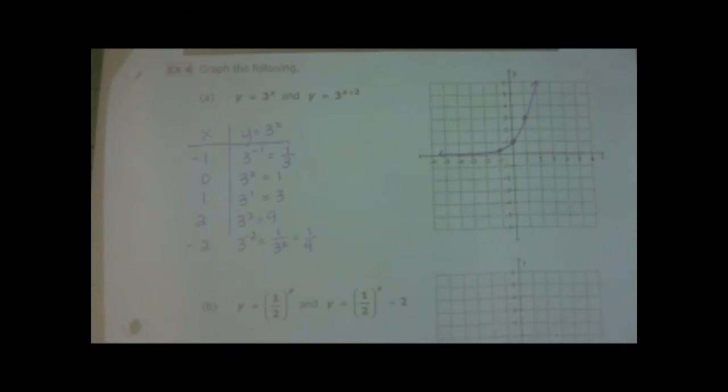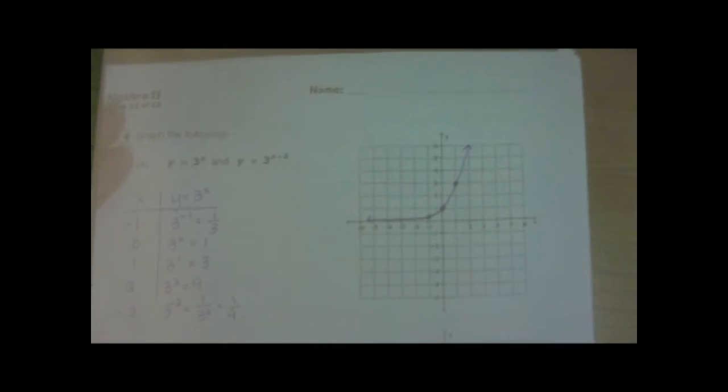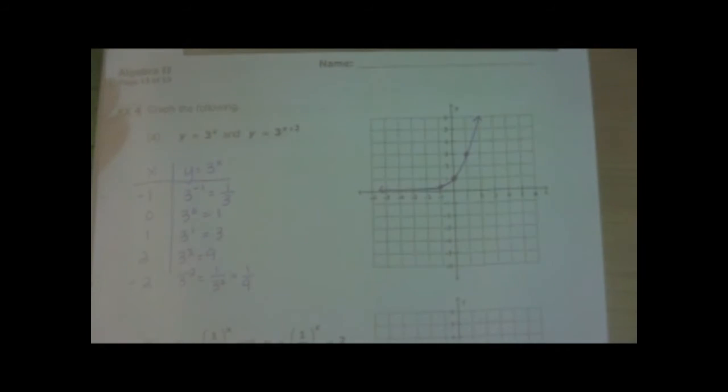All right, the next graph we're going to do is y equals 3 to the x plus 2 power. So here's what I'm going to do. Go back to the transformations, and I have x plus c. This is going to shift the graph c units to the left. So that's what's going to happen. So I've got a new color now, and what I'm going to do is take the points that are on here and shift them 2 to the left.